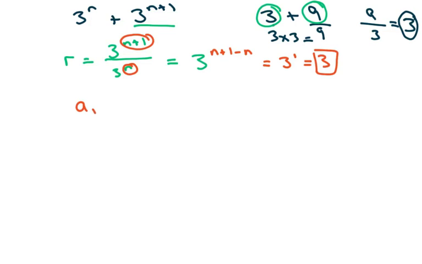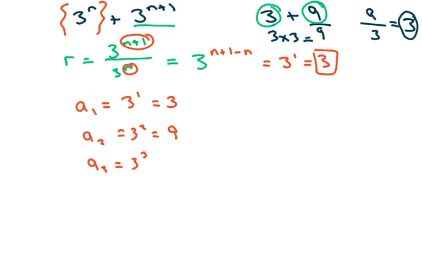And we have to find the first 4 terms. So our first term is going to be 3 to the 1, which is 3. Our second term is 3 squared, which equals 9. Our third term is 3 cubed, which equals 27. And our fourth term is 3 to the 4th, which equals 81.